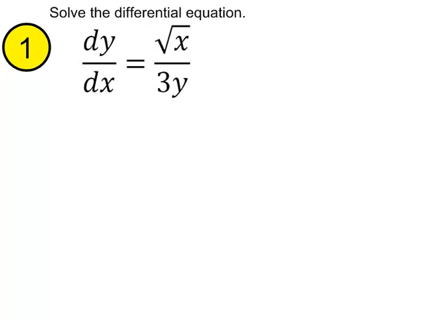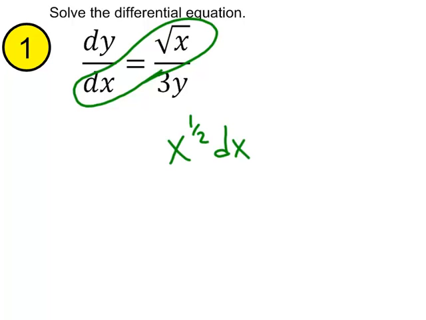All right, we start separation of variables by separating the x's and dx's onto one side and the y's and dy's onto the other. So we see that in this particular case we can do that by cross multiplying. So I get square root of x, or let's say x to the 1/2 dx, and I'll put that on the right side. And then on the left side we'll put the 3y times dy.